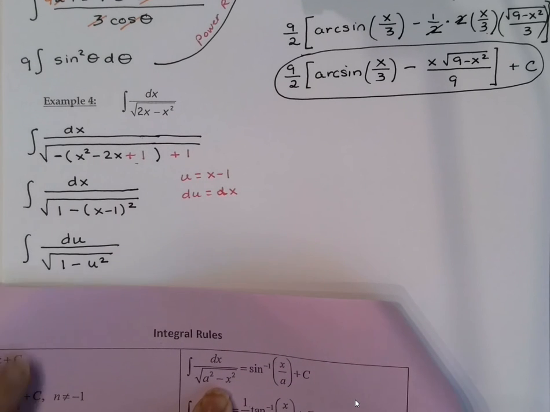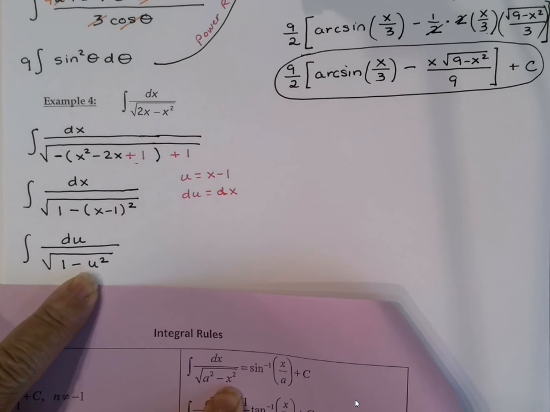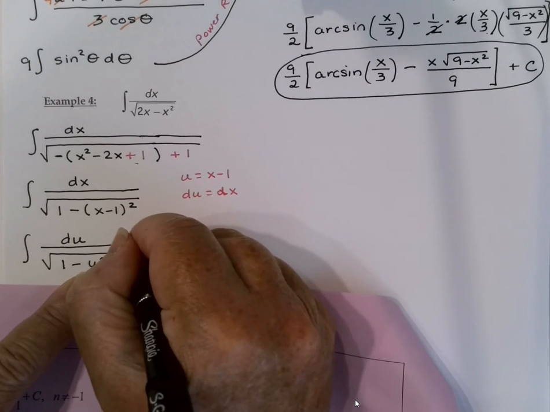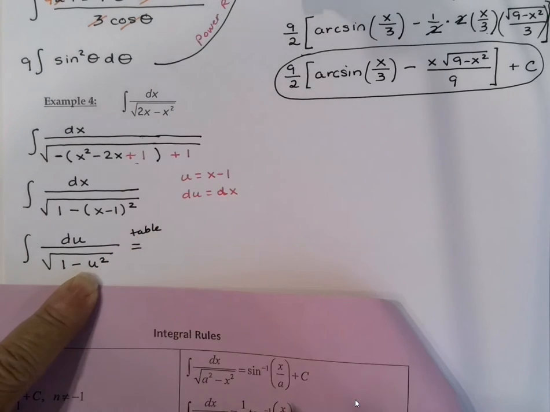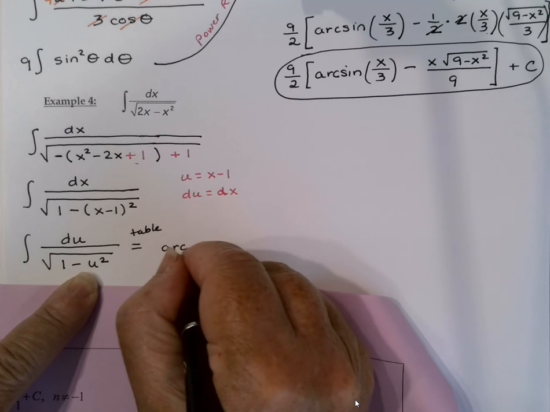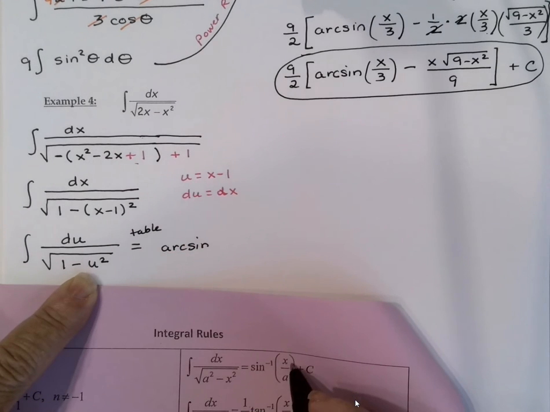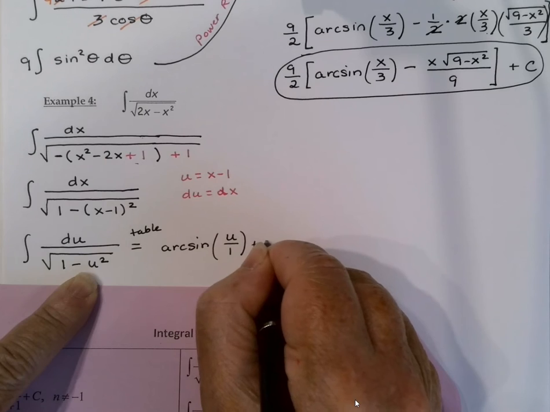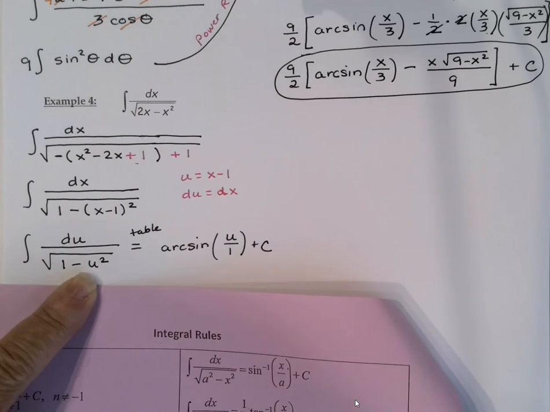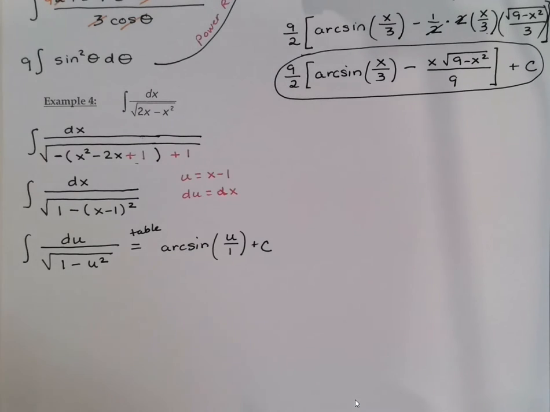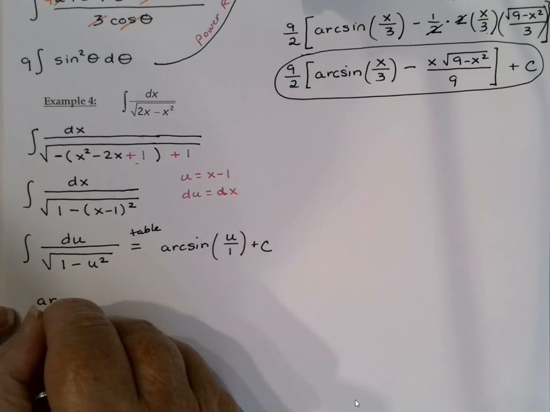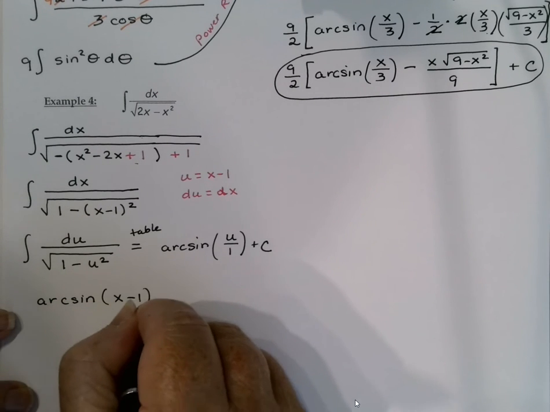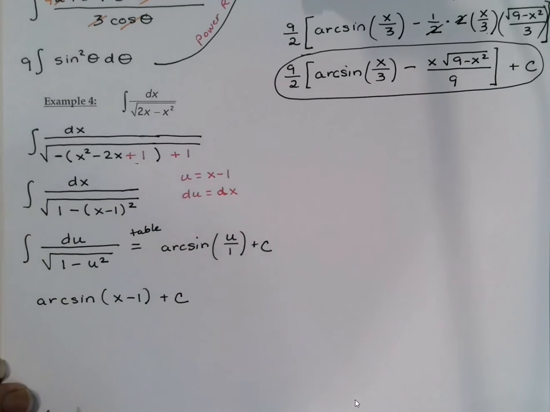It's right here. My a would be 1. x is actually u. So just using my table of integrals, I should get the inverse or arc sine of u over 1 plus c, giving me a final answer of arc sine. u is actually x minus 1, plus c.